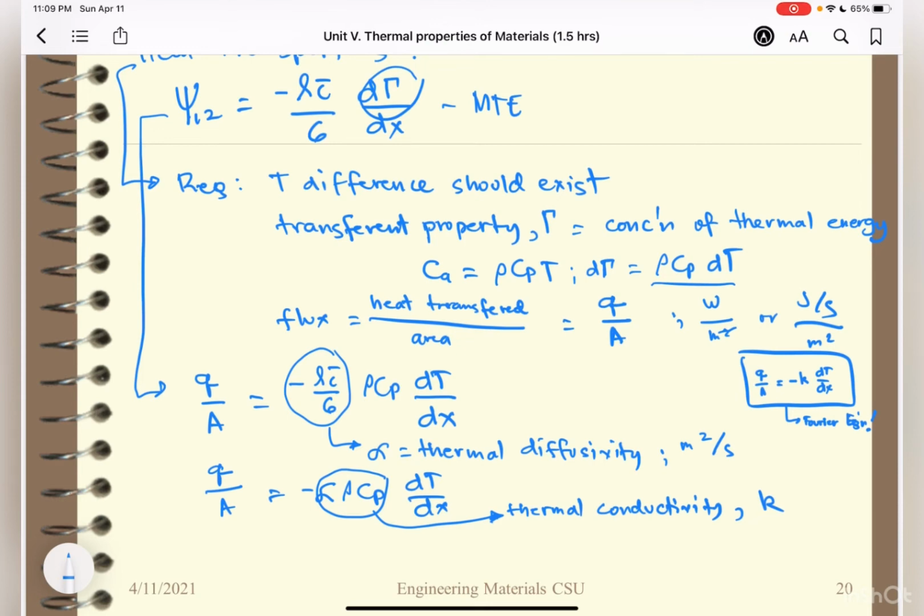Wait for your turn. I won't be discussing now the molecular transport of mass and the molecular transport of momentum. I just don't know if you're taking up flow of fluids right now. I hope you've tackled the molecular transport of momentum.